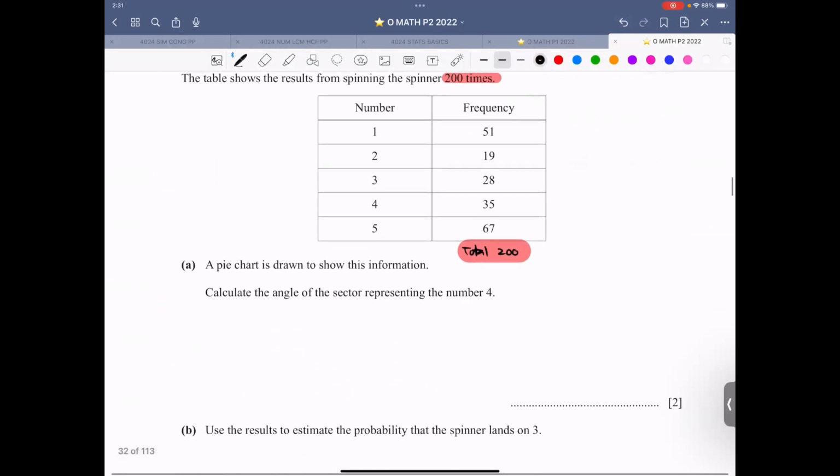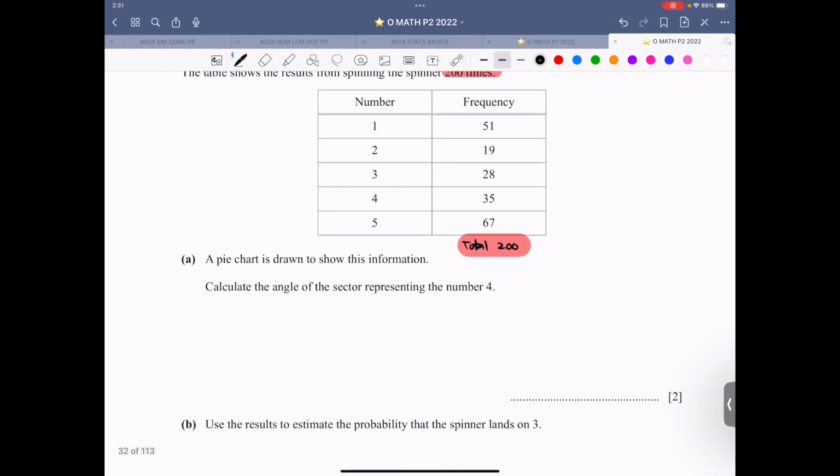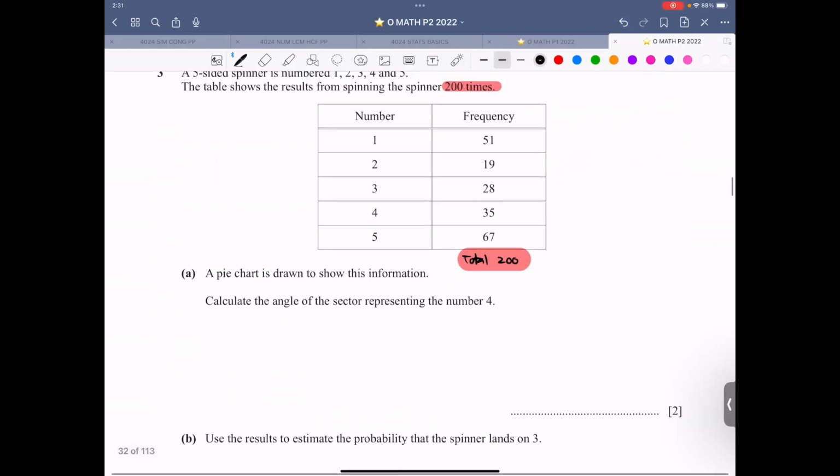A pie chart is drawn to show this information. Calculate the angle of the sector representing the number 4. So number 4 is represented. Let me just mark it. So for this number 4, the frequency is 35. So for 4, it's 35 out of 200 multiplied by 360 degrees because we are talking about the angle. Now using a calculator, this comes out to be 63 degrees, and make a habit of writing it right over there.